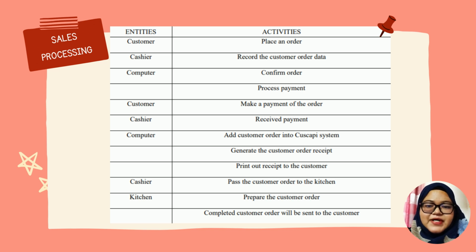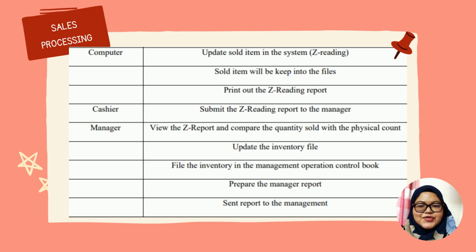Next, the cashier will pass the order to the kitchen and the kitchen will prepare the order. After that, the completed customer order will be sent to the customer. The computer will update the sold item in the system and file it. Next, the computer will print out the system report and the cashier will submit the report to the manager.